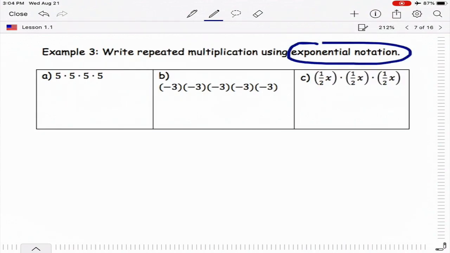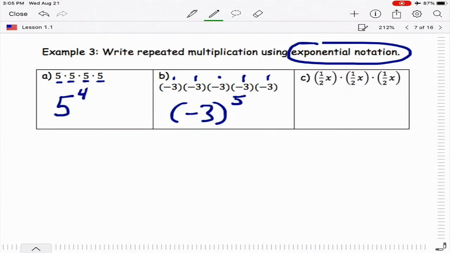So letter A, 5 times 5 times 5 times 5 is 5 to the 4th power. Because 5 is repeating, so that acts as my base, and it's repeating 4 times. So 4 will be my exponent. Okay, letter B. Once again, we're just writing it as an exponent. Your base will be negative 3, but you have to put the parentheses in there. If you don't, the whole thing is wrong. And your exponent would be 1, 2, 3, 4, and 5. Once again, your answer would be wrong without the parentheses, so please make sure to put the parentheses. Your answer is negative 3 to the 5th power with parentheses.